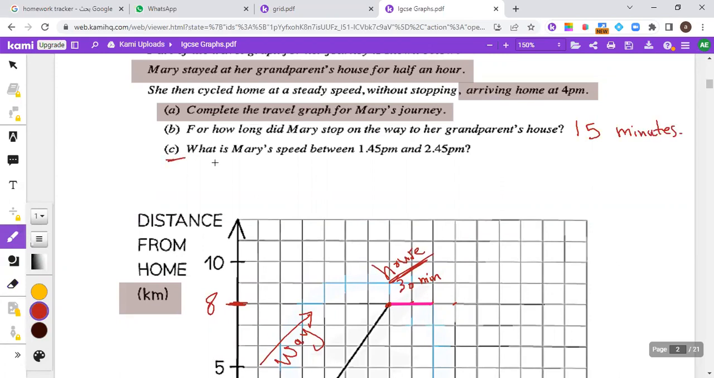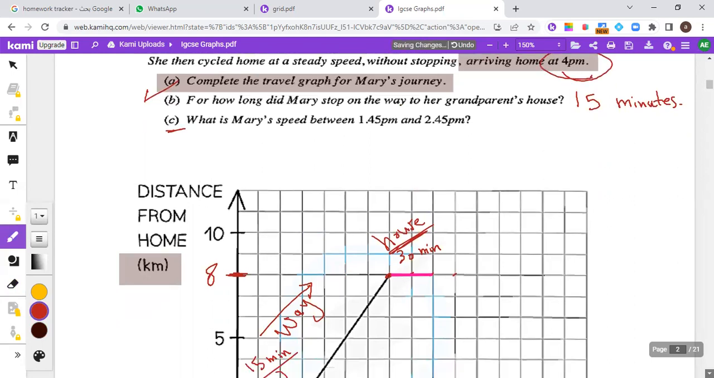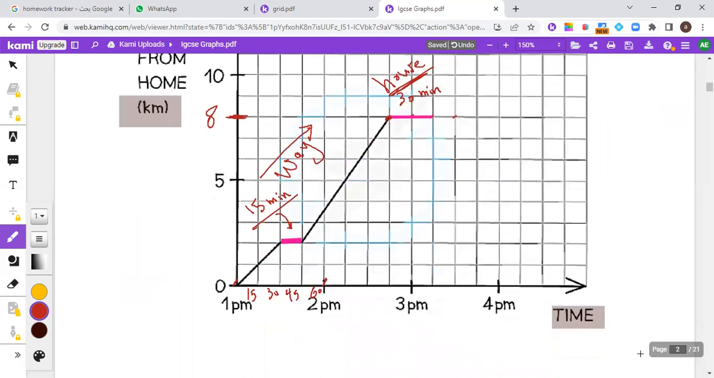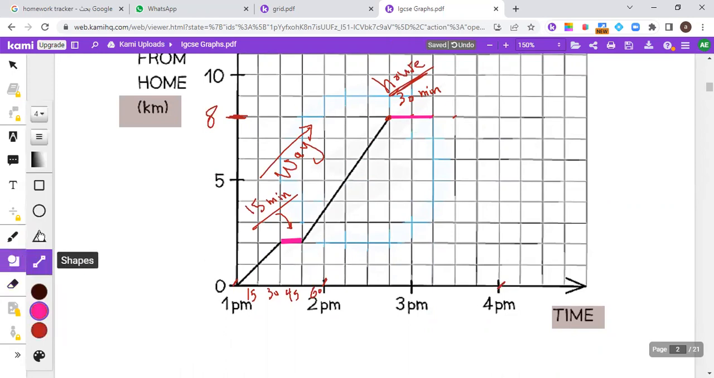Question C, what is Mary's speed between... but we need first to complete the graph. She will arrive home at 4 p.m. without any stopping. So at 4 p.m. the journey ends, without any stopping. So you have to draw a line like this.